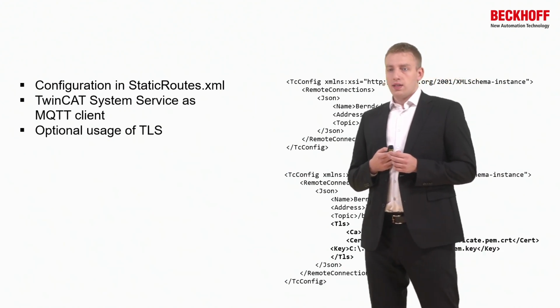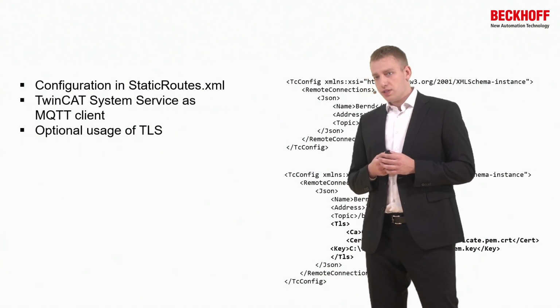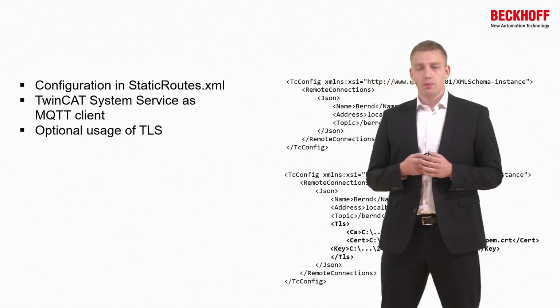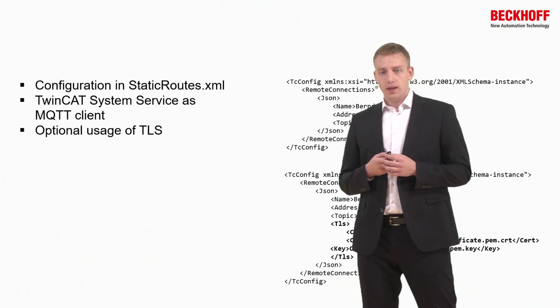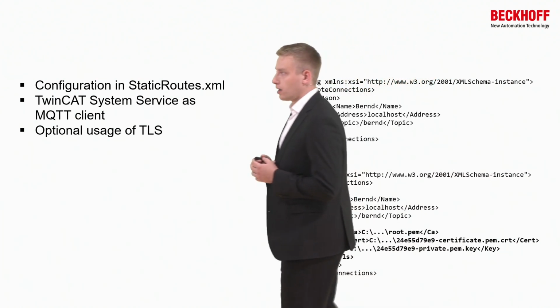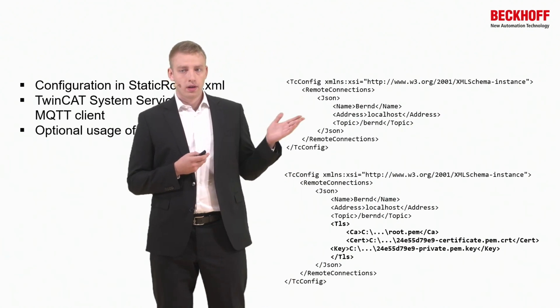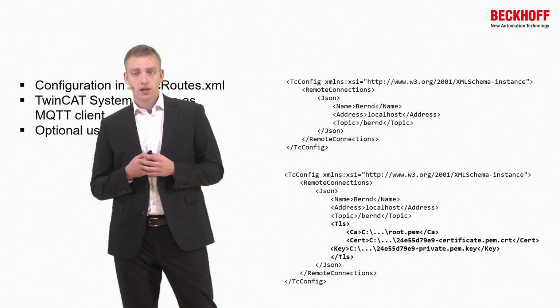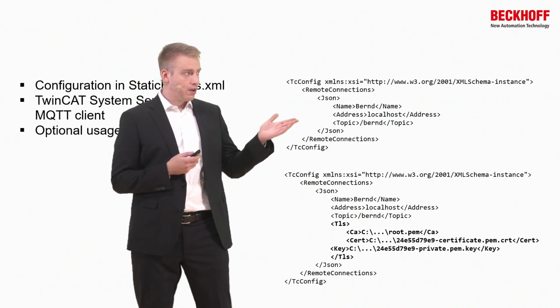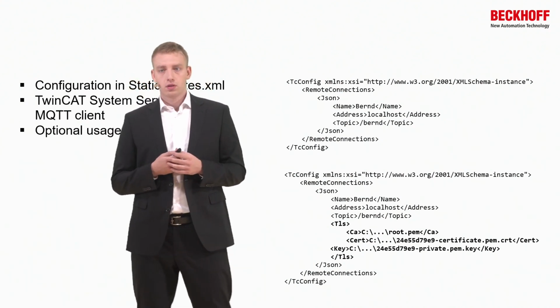So here we are using the static routes XML. The static routes XML is a file which is configuring connections. And we are configuring a JSON element in this static routes XML. And this JSON element contains various configurations.